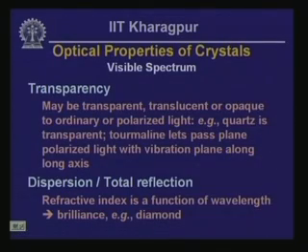All right. Now, optical properties of a crystal system in the visible spectrum. What are the different types of optical properties that allow us to distinguish one type of mineral from another? The first one is transparency. A crystal may be transparent or translucent or opaque.